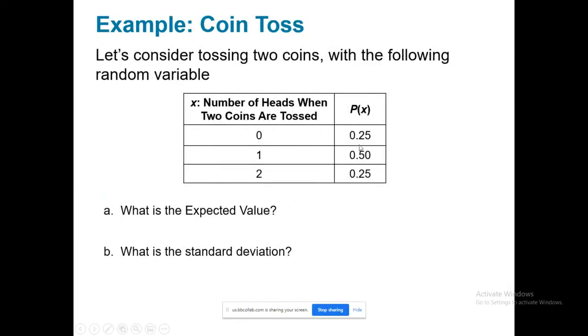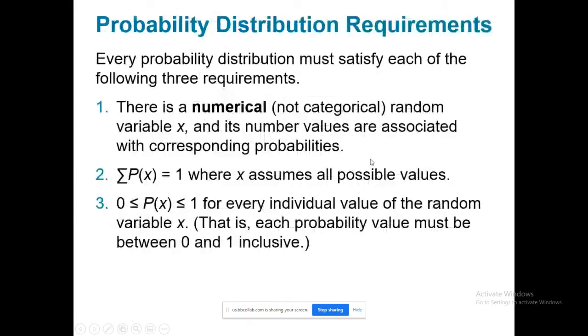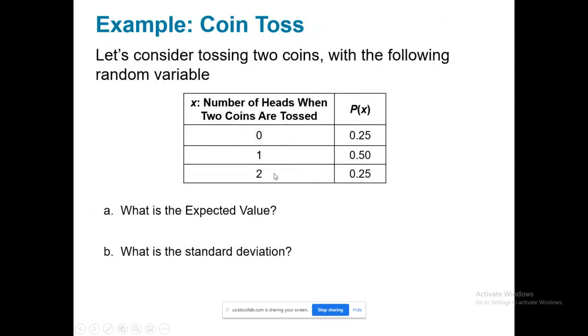So if I look back at my probabilities and add them up, 0.25 plus 0.5 plus 0.25, they would equal 1. So my second condition is satisfied. And my third condition states that for each random variable, it must have a probability between 0 and 1. So if I look at my first random variable, 0, it has a probability between 0 and 1. My second random variable has a probability between 0 and 1, as well as my third. Okay, so this is a probability distribution.